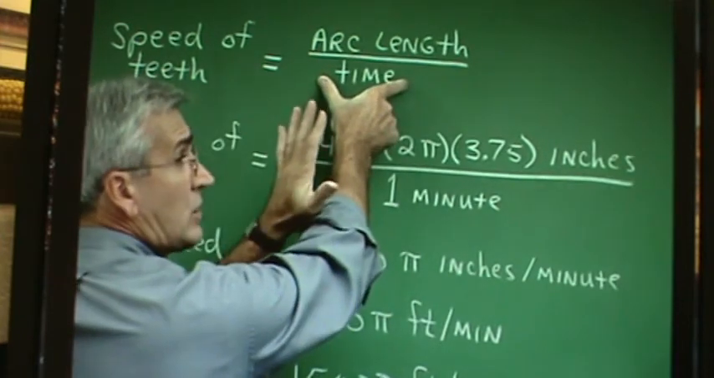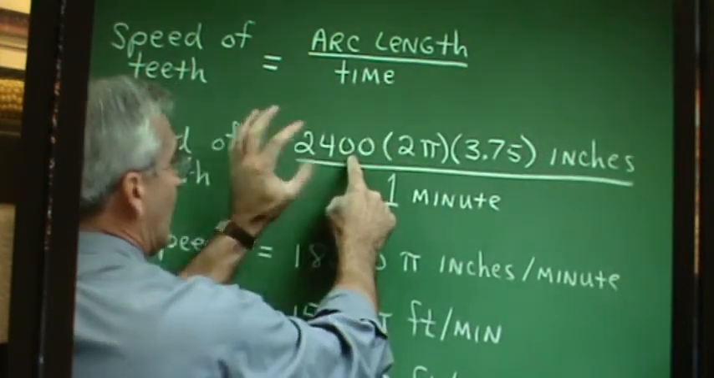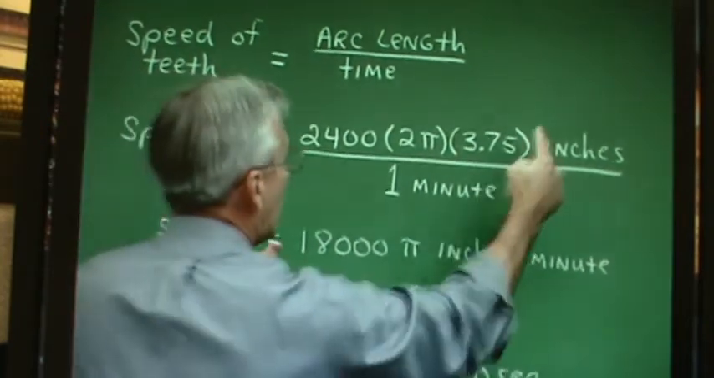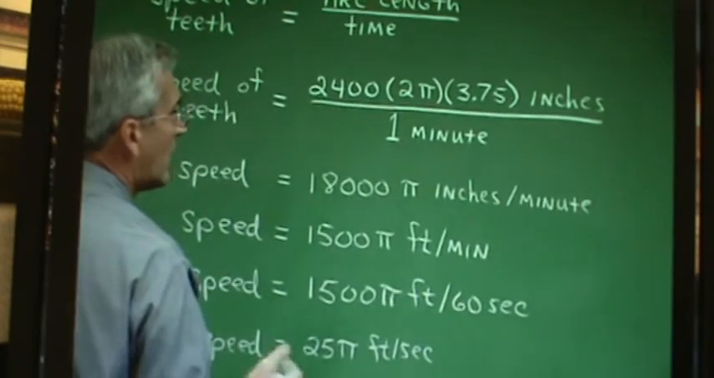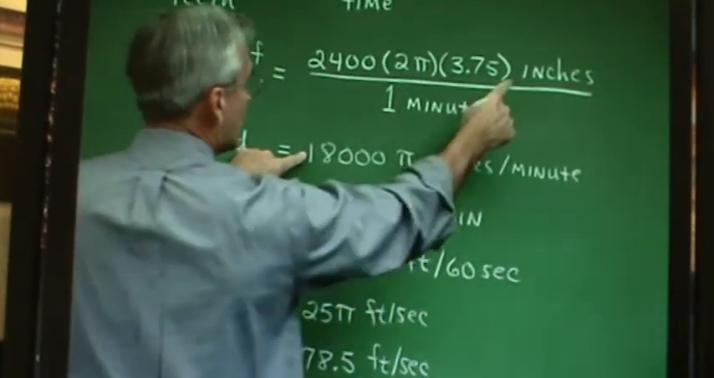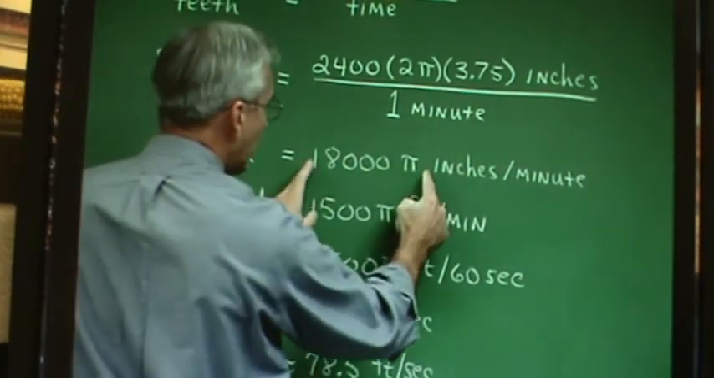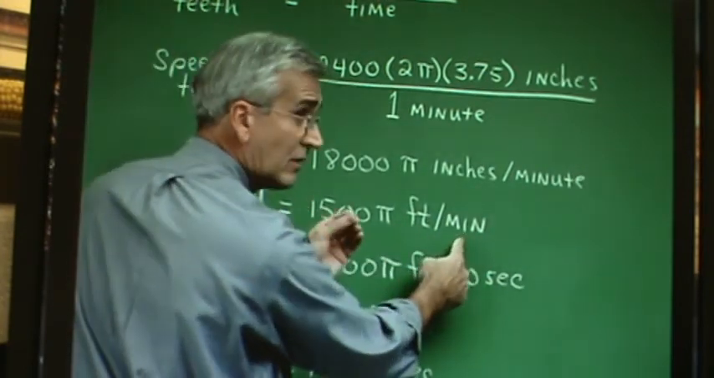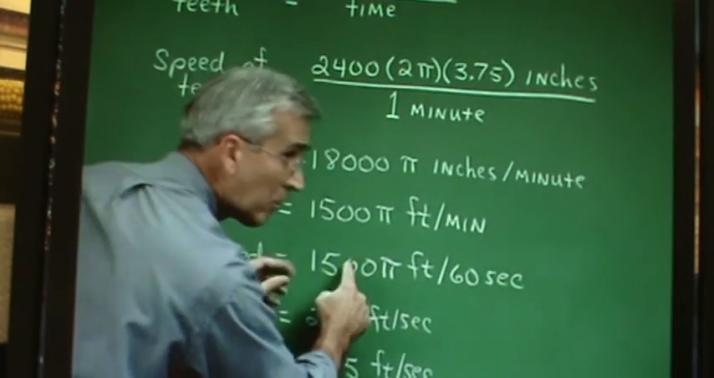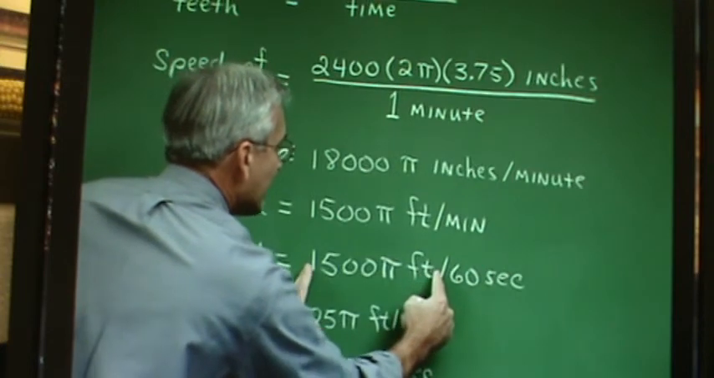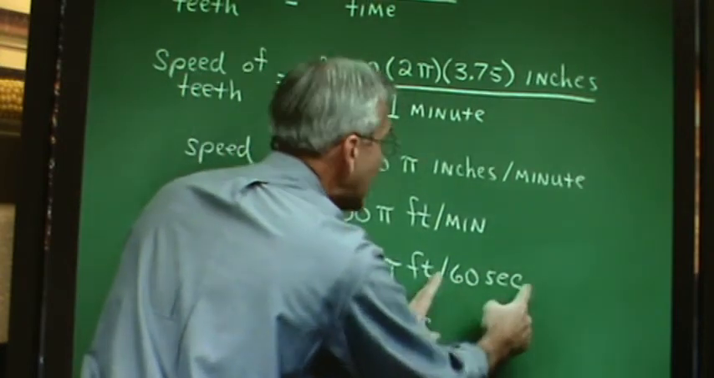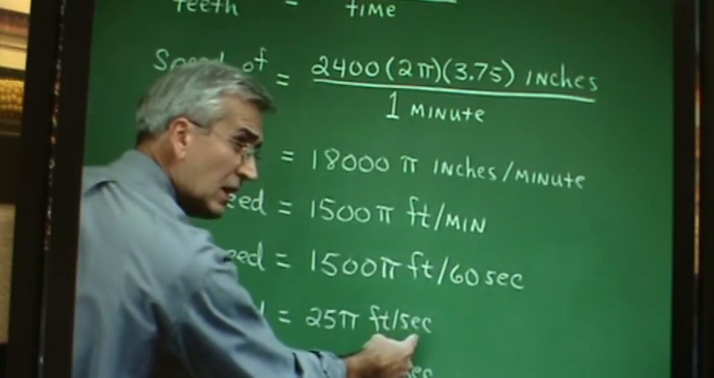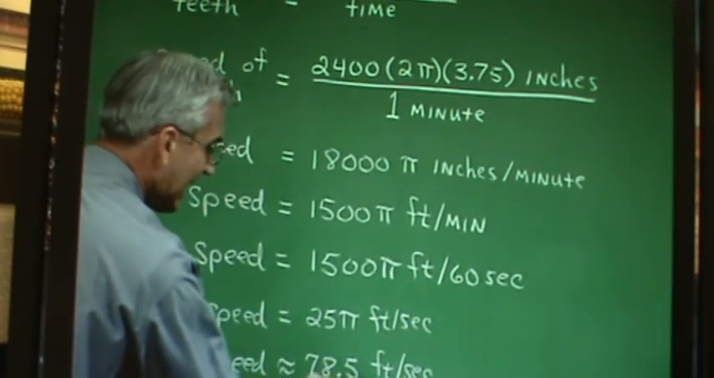And the time over which this is occurring, since it was 2,400 revolutions per minute, RPMs, our time frame is 1 minute. So now all we have to do is change our inches into feet and our minutes into seconds, and we're clear here. Multiplying here, we get 18,000 pi, and this is in inches per minute. And now if we divide by 12 here, we find the number to be in feet per minute. So it's 1,500 pi feet per minute. And since there are 60 seconds in a minute, we divide the numerator by 60. It's 1,500 pi feet per 60 seconds, and the 60 just divides into the 1,500 pi, and we find 25 pi feet per second. And that turns out to be approximately 78.5 feet per second.